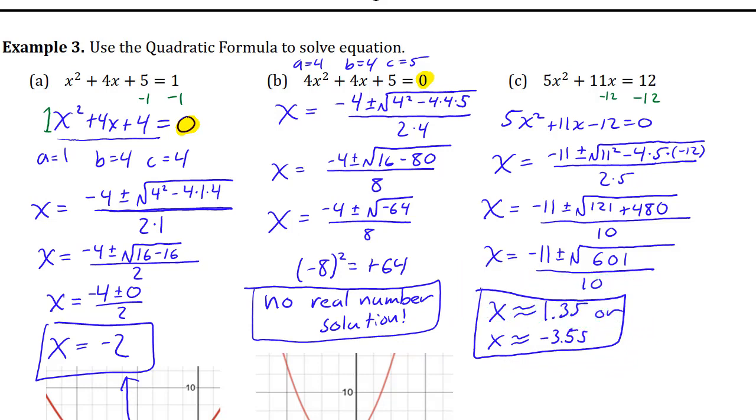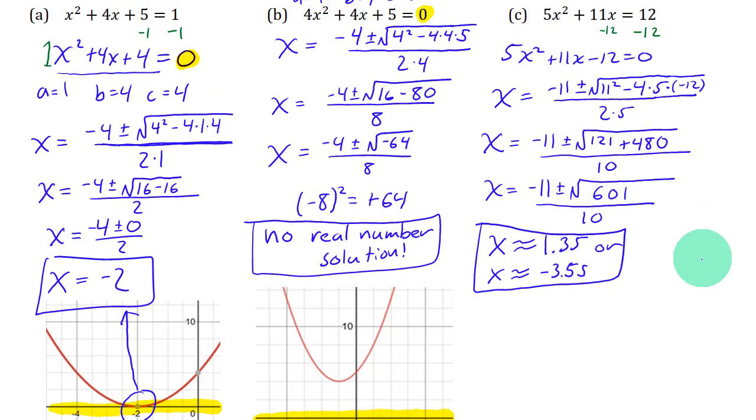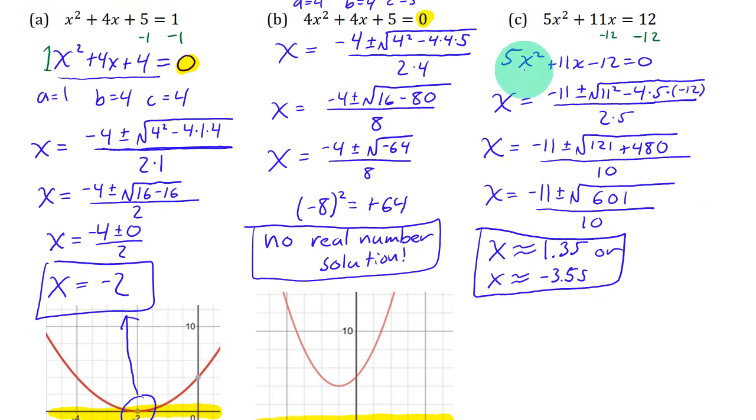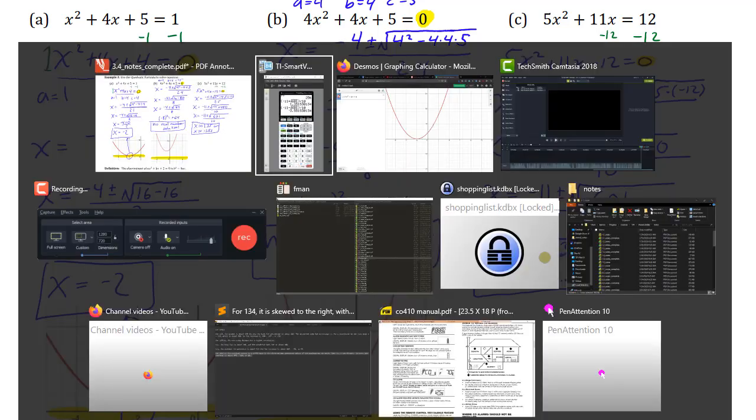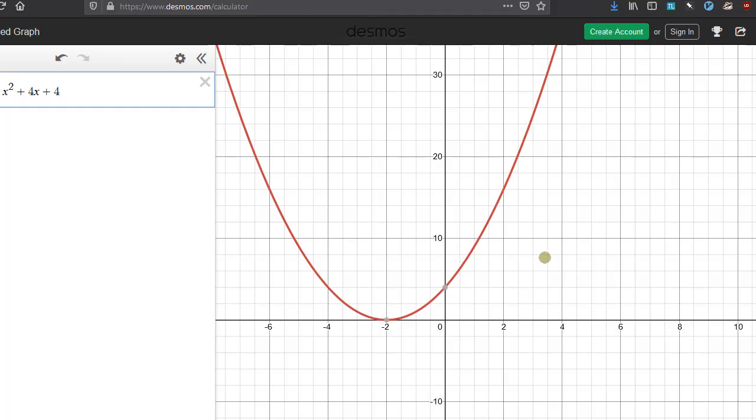Okay, so this one has two solutions. So what is that going to look like if we were going to graph this? If we were going to graph y equals 5x squared plus 11x minus 12 equals 0, how many values of x are there going to be that make the y coordinate equal to 0? It should be 2, because we got two solutions here. So let's just go to Desmos and check that.